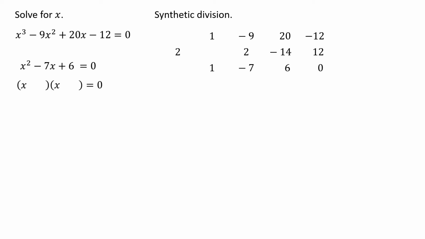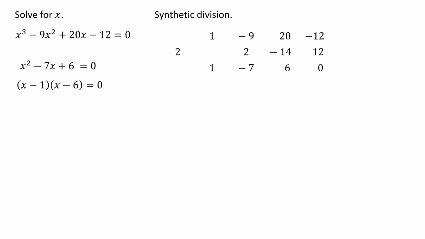Two sets of parentheses. I know it's going to be x times x. Plus on the 6 says the signs match. The negative on the 7 says they're both negative. And I'm thinking 6 times 1 makes 6, and I'm thinking 6 plus 1 makes 7. And of course, with those signs in there, it works out.